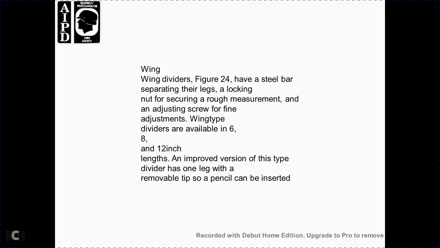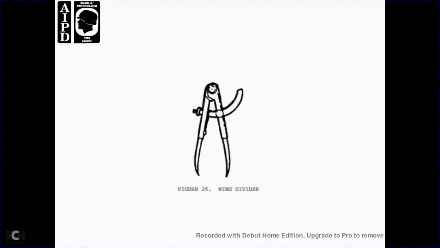Wing divider, figure 24: a steel bar separates the legs, a locking nut sets the rough measurement, and an adjusting screw gives a fine adjustment. The wing type dividers are available in 6, 8, and 12-inch lengths. In an improved version of this type of divider, one leg has a removable tip into which a pencil can be inserted. Figure 24 shows the wing divider.